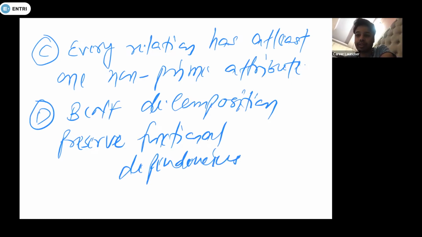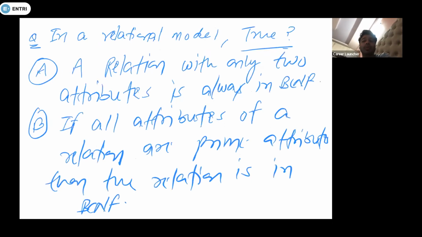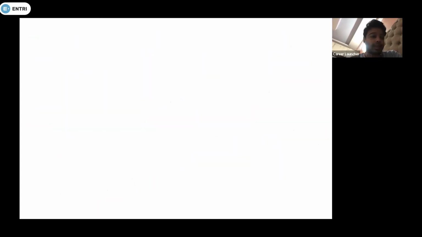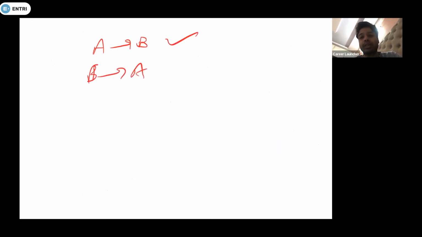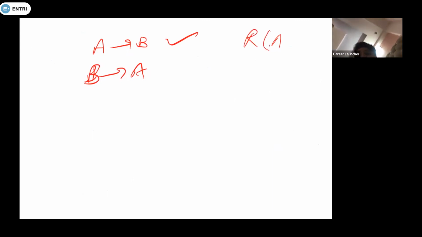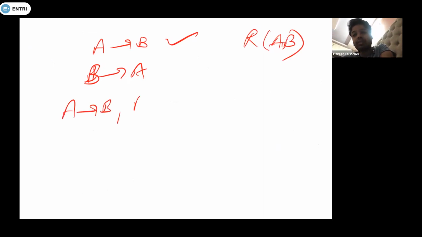There are four options here. A relation with two attributes is always in BCNF. Yes, correct. The first one is true. How? Suppose A determines B is in BCNF, or B determines A is in BCNF. Suppose this is a relation R(A, B) here. So here it is BCNF. A determines B, B determines A is in BCNF.